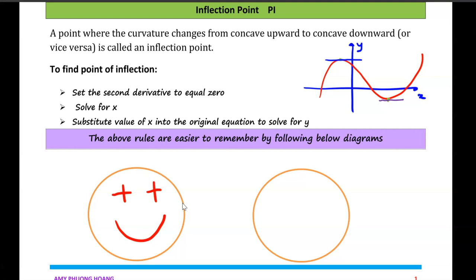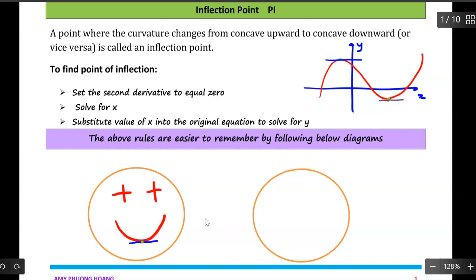So when you have a smiley face, it means that this is concave up, where the part is actually concave upward. Then if you draw a tangent right there at this point, it means that the slope of this line is equal to 0. You are having a minimum point. So for a minimum point, what does positive mean? That means you are going to use the second derivative.